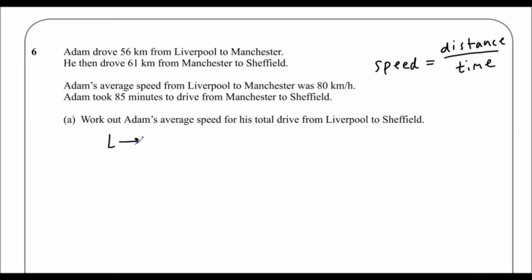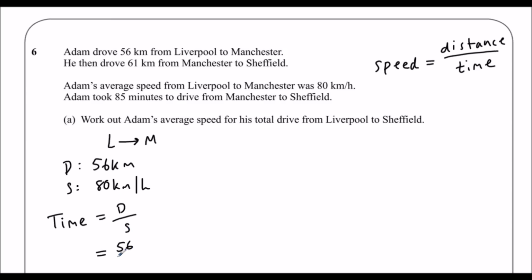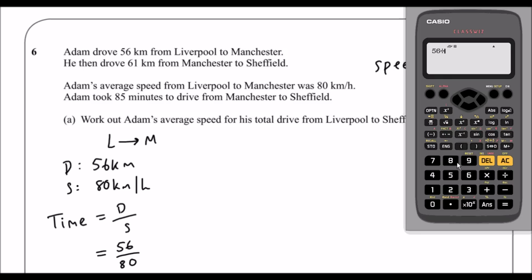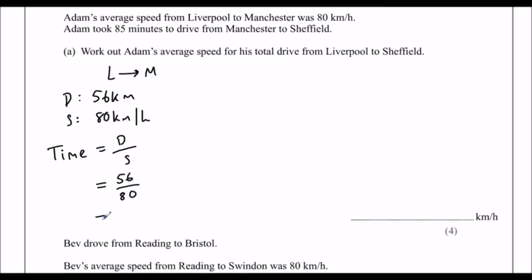So from Liverpool to Manchester, we know the distance was 56 kilometers and the speed was 80 kilometers per hour. So we can work out the time by doing the distance divided by the speed. So time is going to be distance divided by speed, which is 56 divided by 80. 56 over 80 is 7/10. That's 7/10 of an hour, 0.7 hours.